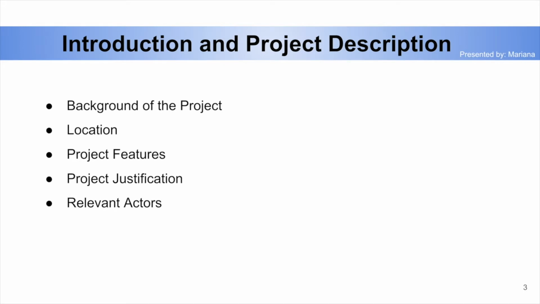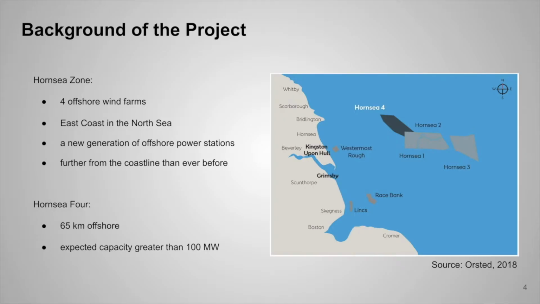Introduction and project description. In this first part of the presentation, we will see the background of the project, the location, the project features, the project justification, and the relevant actors. Hornsea is a project that includes 4 offshore wind farms. It is located on the east coast in the North Sea. It is considered a new generation of offshore power stations, and it's located further from the coastline than ever before. In this presentation, we will only focus on the most recent wind farm, which is Hornsea 4.